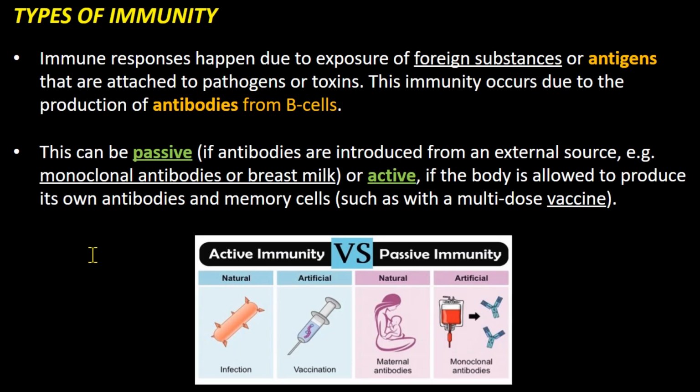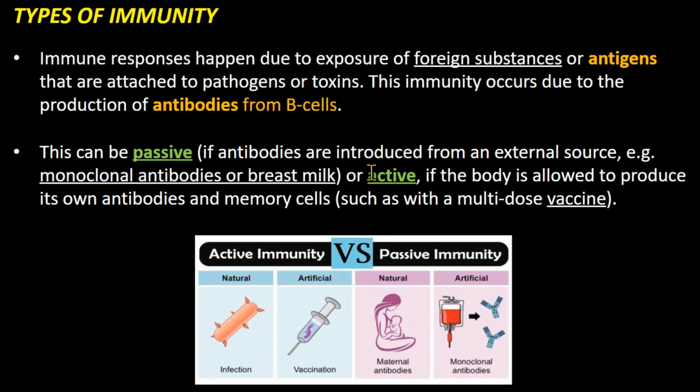So what are the different types of immunity? Well, immune responses happen due to exposure of foreign substances or antigens that are attached to pathogens or toxins. This immunity occurs due to the production of antibodies from B cells. So this can be passive immunity, which is seen here. This is where antibodies are introduced from an external source. So for example, monoclonal antibodies if you were to inject them, or breast milk. This would be if the body did not form the antibodies itself.